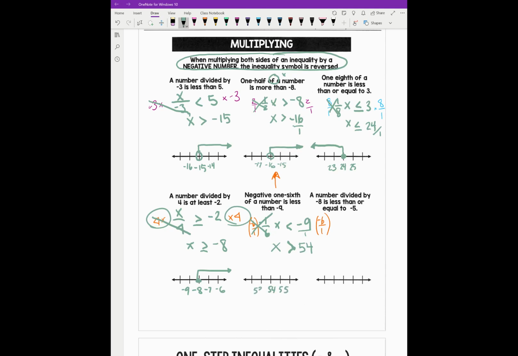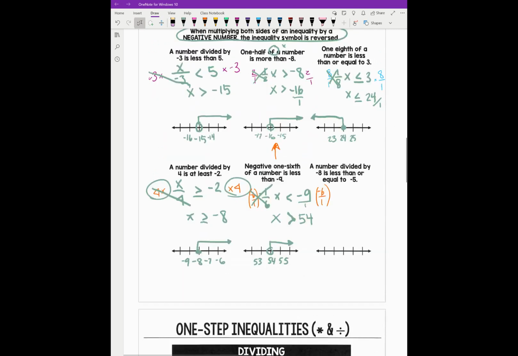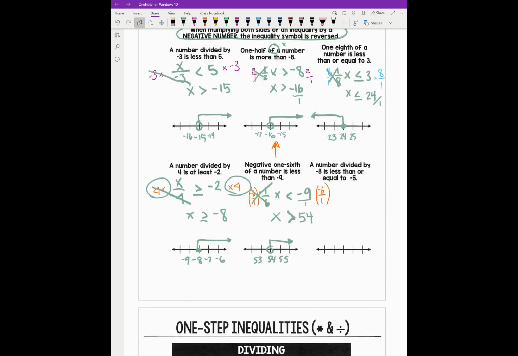And I need an open circle at 54. I want all the values that are bigger than that, so my line should go to the right. And my last example, and then I'm going to have you try a few on your own, or I'll do a few more with you for dividing, because right now we're just multiplying.